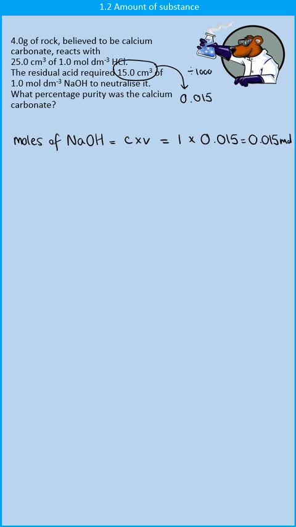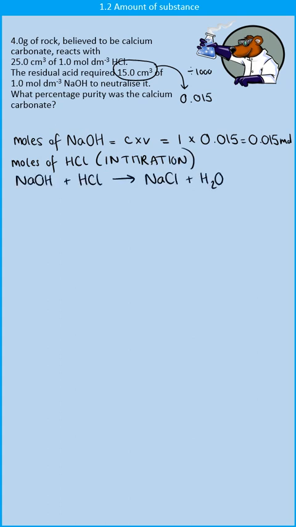0.015 moles. Now, because I'm using sodium hydroxide and hydrochloric acid, this is quite straightforward. I'm aware that they react in a 1-to-1 ratio, and therefore my moles of hydrochloric acid will be exactly the same as my moles of sodium hydroxide. Remember, this is the moles that got used up in that second reaction, in that titration.